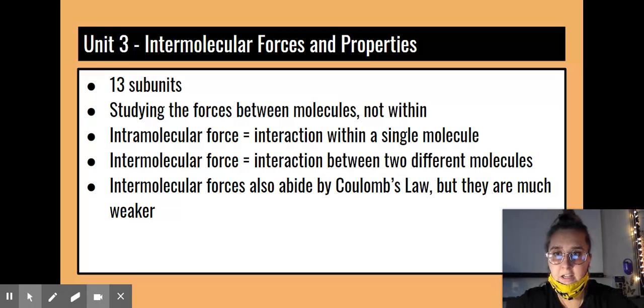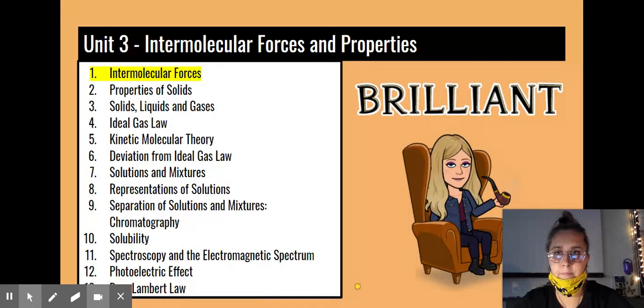So intermolecular, remember, we're studying the forces between molecules, not within a molecule itself. So intramolecular forces are the interaction within a single molecule, and intermolecular forces are the interaction between two different molecules. Intermolecular forces also abide by Coulomb's law, but they're much, much weaker than within a molecule itself.